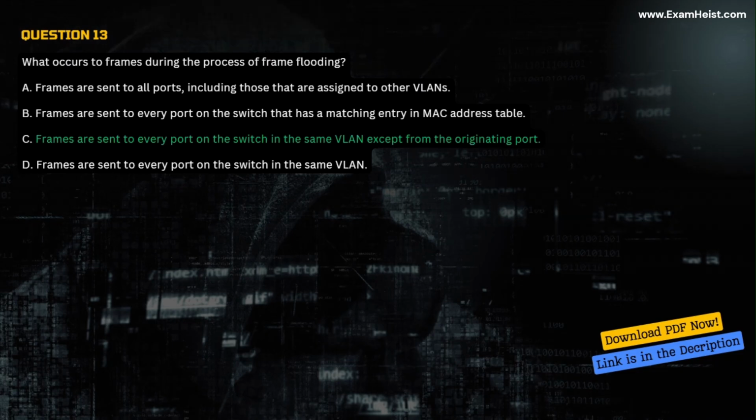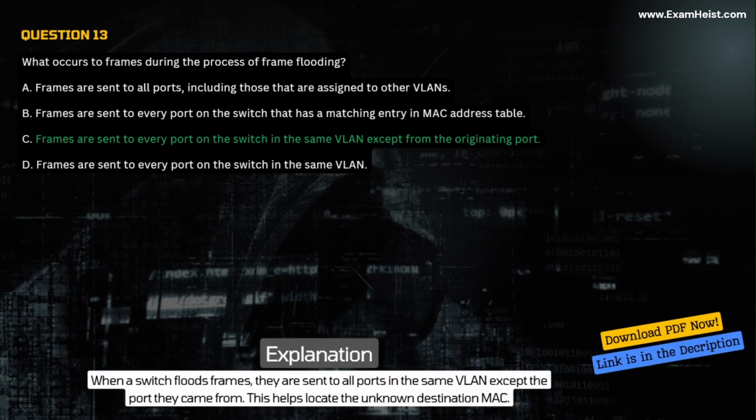Correct answer, C. Frames are sent to every port on the switch in the same VLAN except from the originating port. Explanation. When a switch floods frames, they are sent to all ports in the same VLAN except the port they came from. This helps locate the unknown destination MAC.